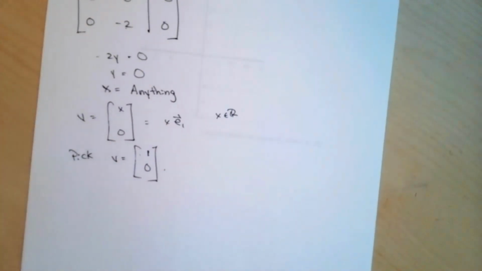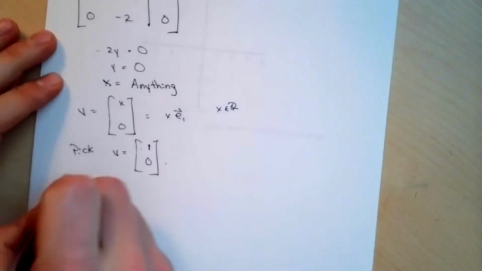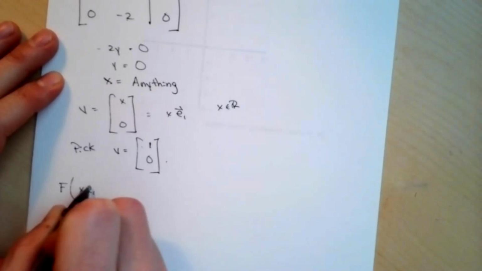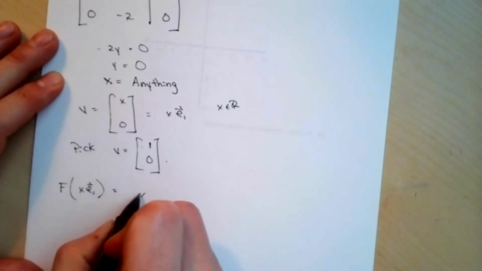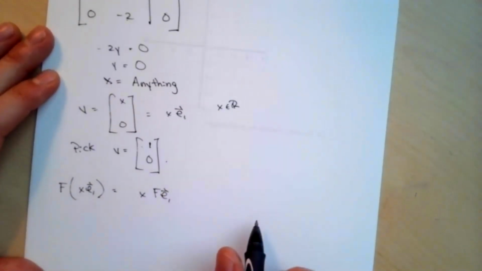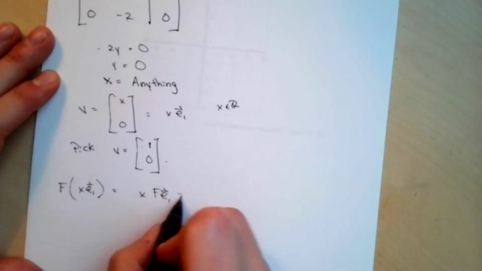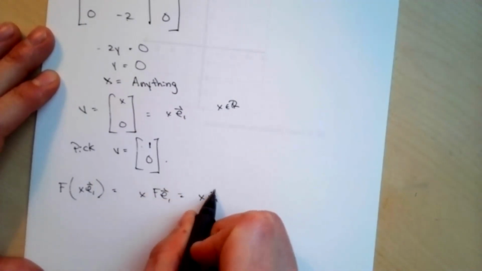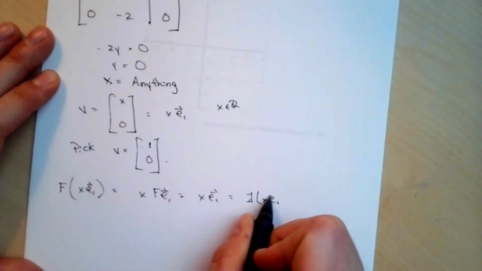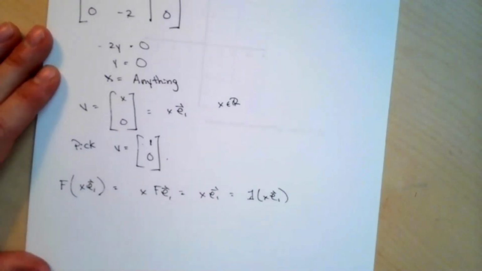Since it's implied by our work that whatever eigenvector you choose, we can take scalar multiples of that eigenvector. If we did f acting on x times E1, I know that's just going to be x times f acting on E1, since we can pull out scalars from linear transformations. And of course, we've computed f of E1 and shown that that's just E1. So that is certainly 1 times the vector we started with. So we get that same eigenvalue.